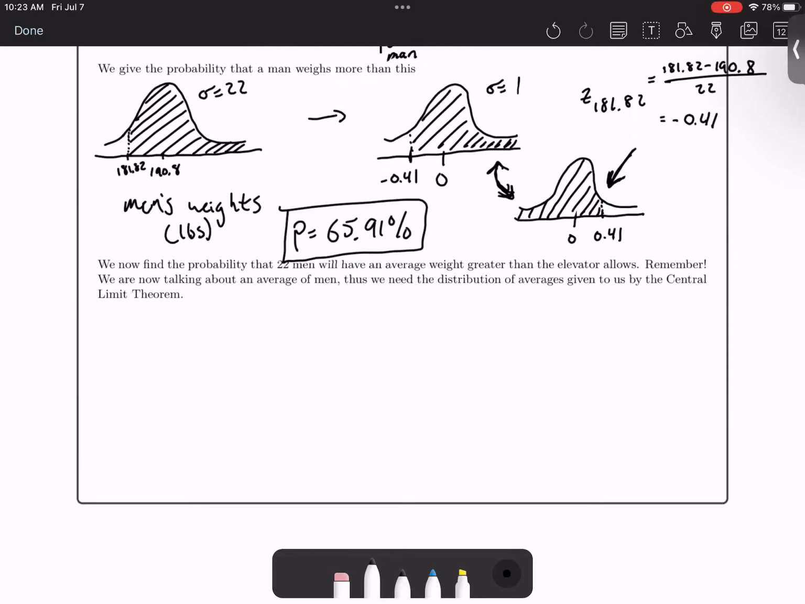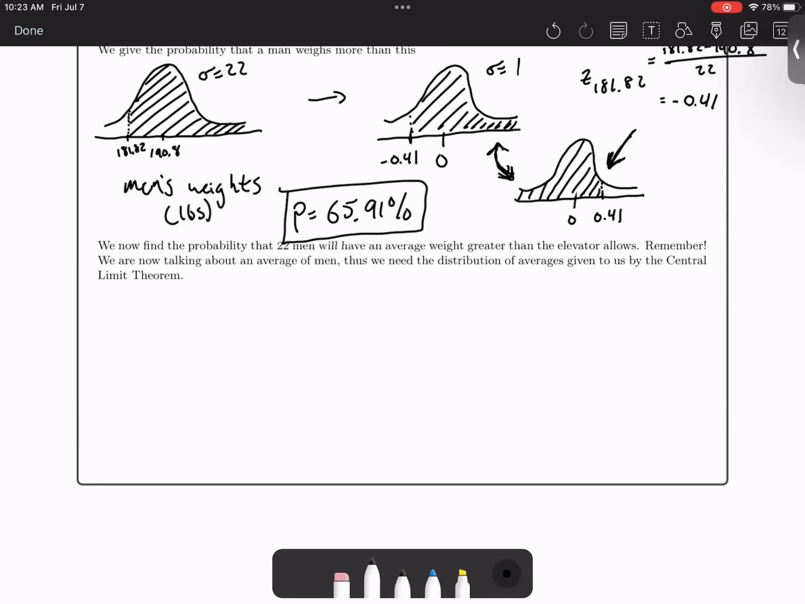Now at this part, we will use the central limit theorem. Now we're asked a question about the average weight. So let's find the probability that 22 men in an elevator will have an average weight greater than the elevator allows.